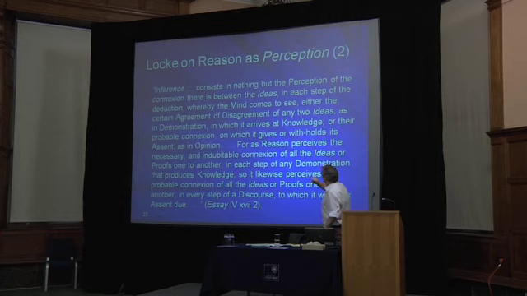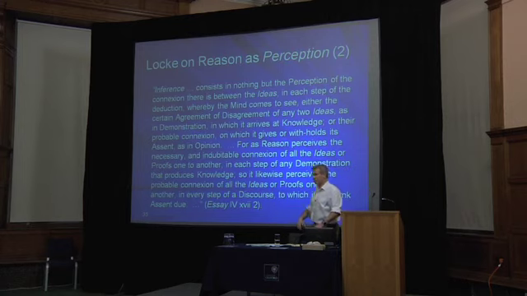Or the probable connection of the ideas on which it gives or withholds its assent, as in opinion. So he's saying that in a probable argument, there isn't an absolute certain connection, there's a probable connection. For as reason perceives the necessary and indubitable connection of all the ideas or proofs one to another in each step of any demonstration that produces knowledge, right? So in a deductive argument, the connections are absolutely necessary and indubitable. You can't doubt them. So reason likewise perceives the probable connection of all the ideas or proofs, one to another, in every step of a discourse to which it will think assent due.